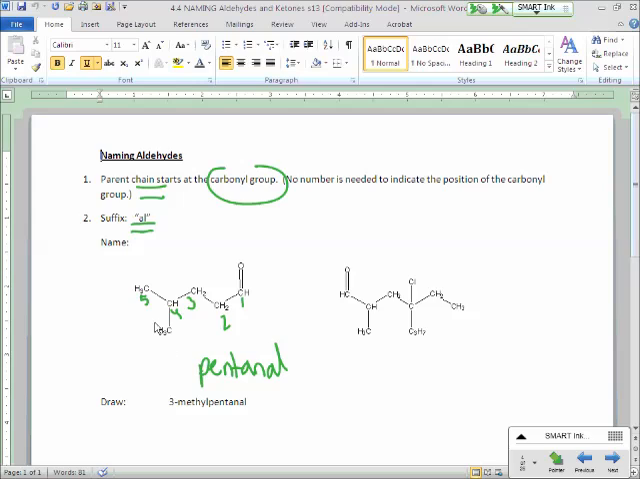Okay? I do have a group. It's in the number 4 position. It could be in the 3 or the 2 position, so I do need a number. So this is a 4-methyl. Oops, what am I doing, methyl? I'm losing my mind. 4-methyl pentanal. All right? So again, aldehydes are easy.